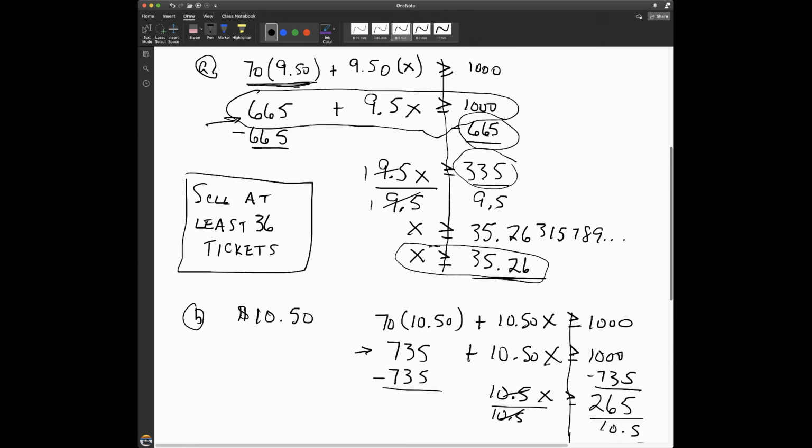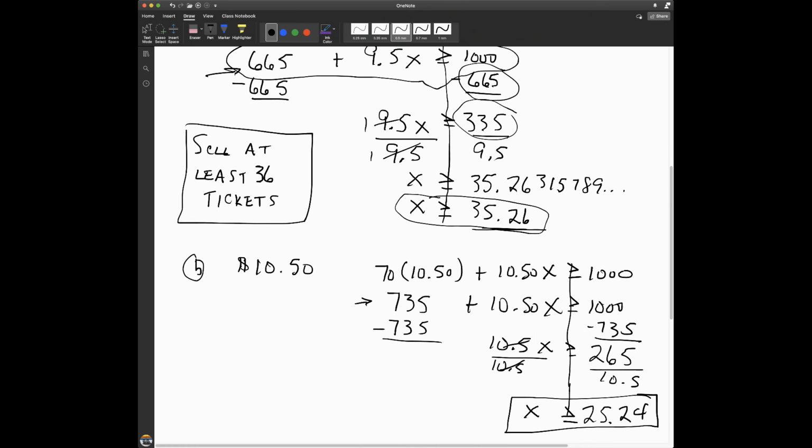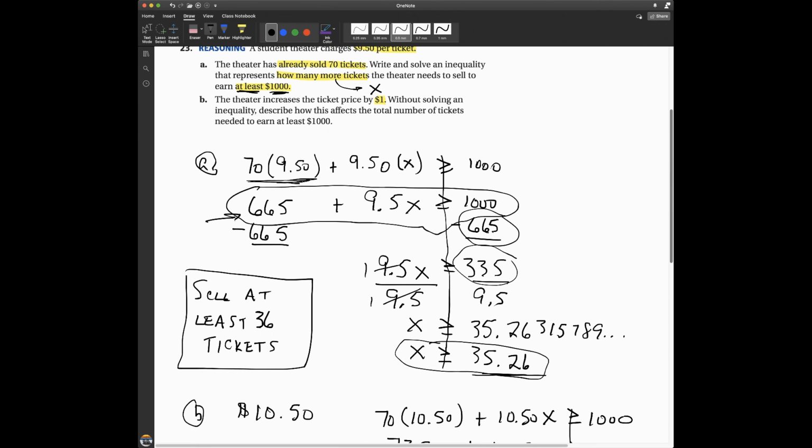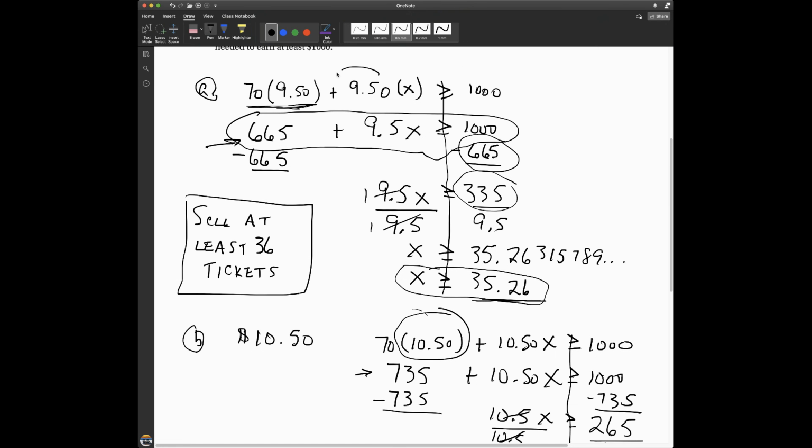So that can help us to answer part B. Without solving the inequality, really all you need to do is focus on what makes sense: if each ticket costs more, then I shouldn't have to sell as many tickets.